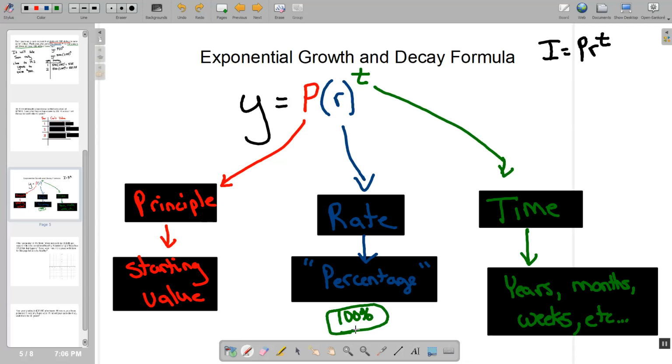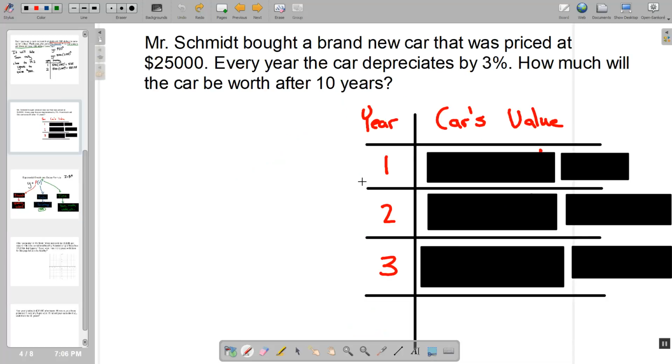And then time stands for how many times that interest rate will tick each time. So if it's 5 years of annual interest, the T would be 5. So let's get into an example.